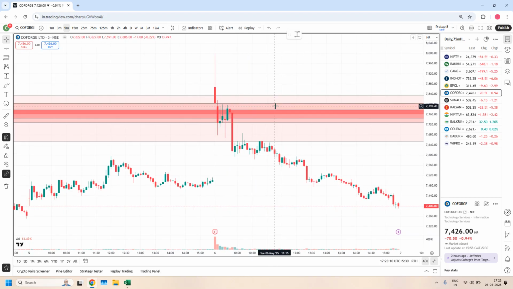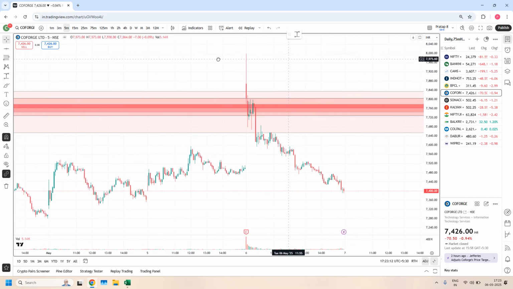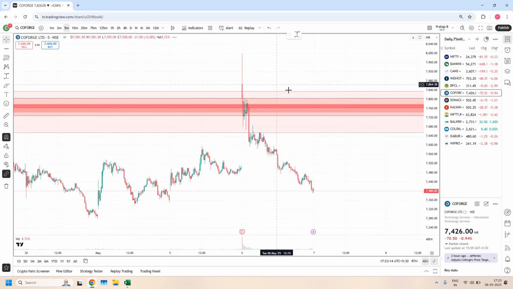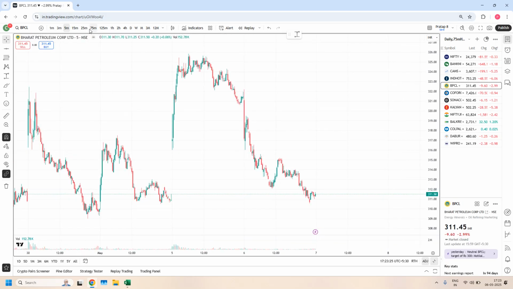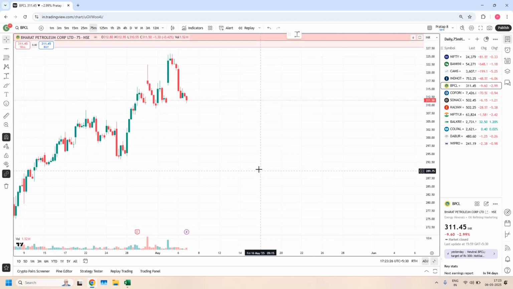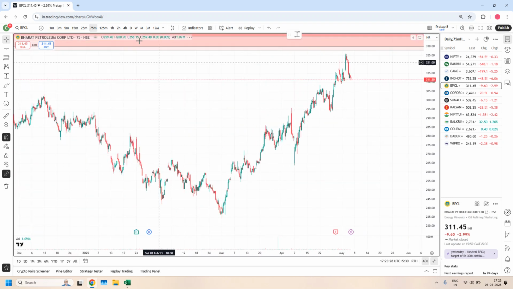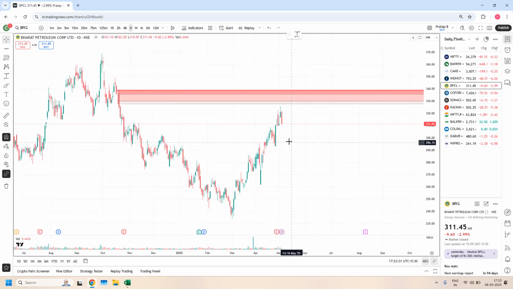Okay, Coforge is gone. It's no more valid for any trade because this is gone in the morning 9:15 candle itself. And remaining stocks, I think no trades. Let's look into them quickly. BPCL is a 75 minutes high liquidity zone. I think previously we analyzed BPCL. This is a daily high liquidity supply zone.